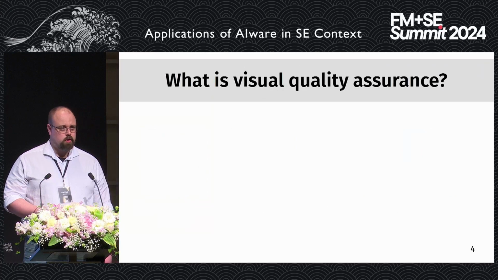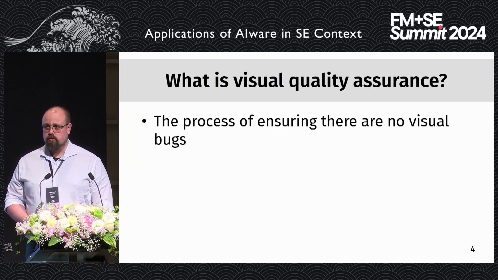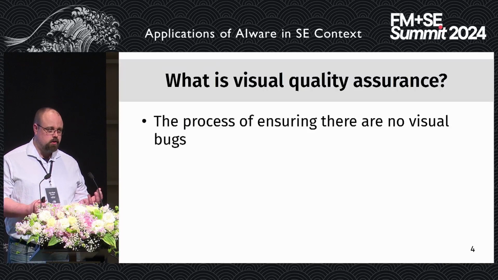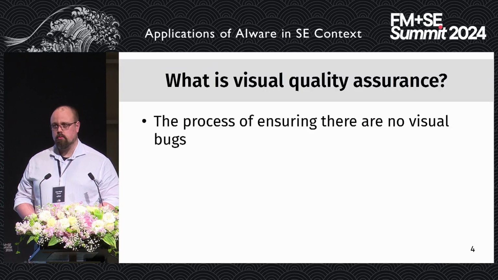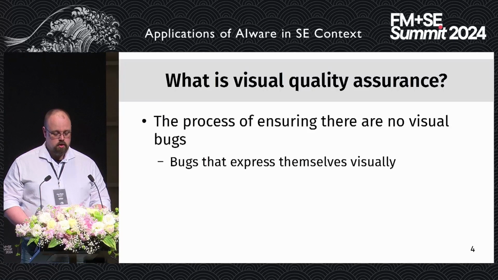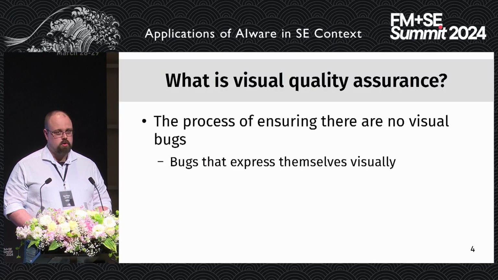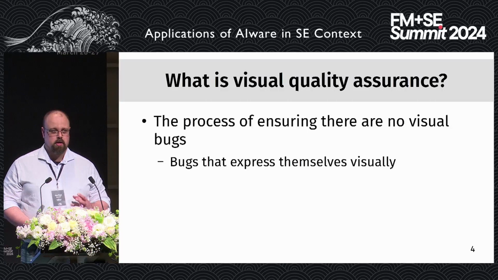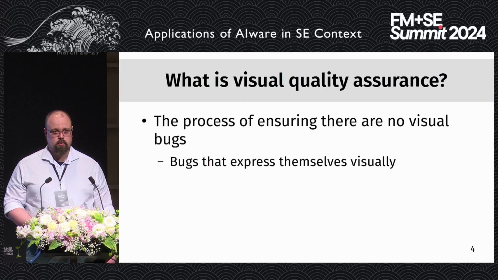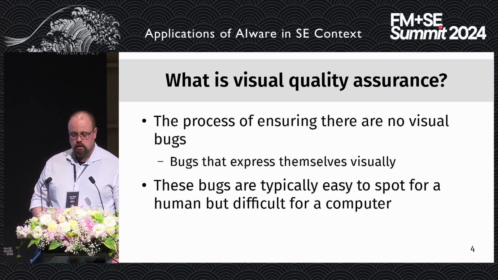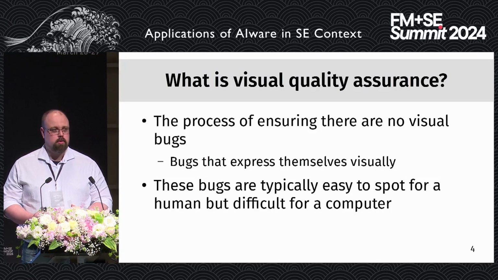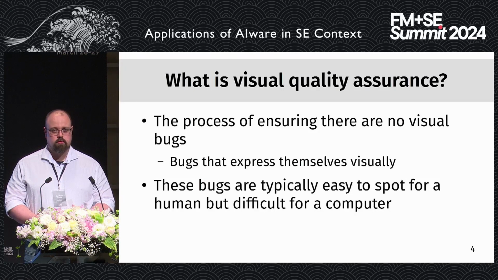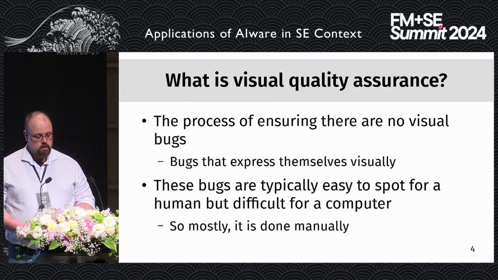So what is visual quality assurance? Visual quality assurance is basically the process of ensuring that there are no visual bugs in your software. Visual bugs are bugs that express themselves visually. What does this mean? You can basically detect them by just looking at what's happening on the screen. The interesting thing is that these bugs are typically very easy to spot for a human, but very difficult to spot for a computer.